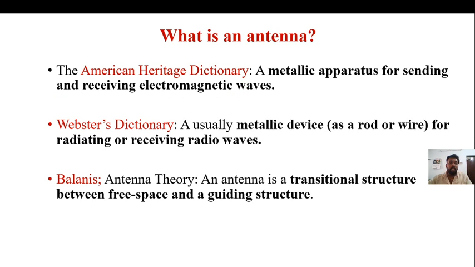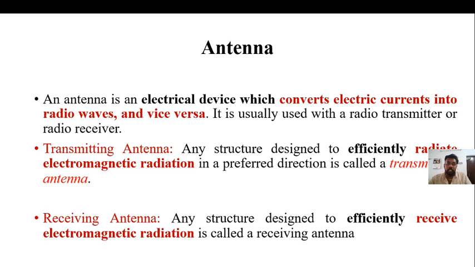So what is an antenna? The antenna is a metallic apparatus which can transmit or receive electromagnetic waves. In the case of a waveguide, it is a metallic device for radiating and receiving radio waves. The famous Balanis described the antenna as a transitional structure placed between free space and the guiding structure. An antenna is an electrical device which can convert electric current into radio waves and vice versa.